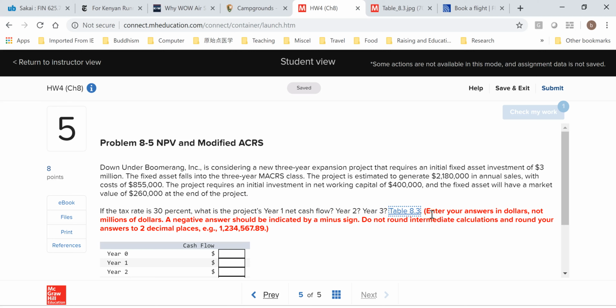So we should be very careful about the rounding requirement. Enter your answers in dollars, not millions of dollars. So even though some of the numbers we read so far are in millions of dollars, for example, the fixed asset investment is $3 million, here we need to put that number into dollars. A negative answer should be indicated by a minus sign. So the cash flow for a certain year may be negative, so we need to add a minus sign there. Do not round the intermediate calculations and round your answers to 2 decimal places.